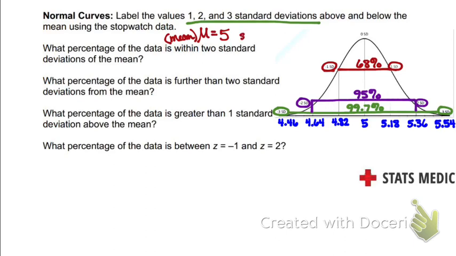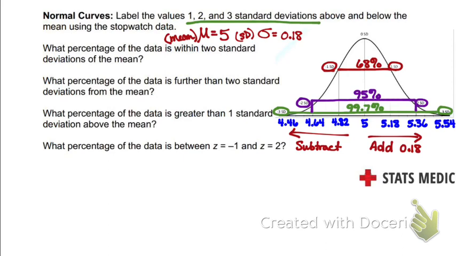And then my standard deviation, we use this symbol, sigma, to signify standard deviation, about 0.18. So as I'm moving this way, we add 0.18 for each of those lines. Going this way, we are subtracting. With my mean right in the center. This is my mean.